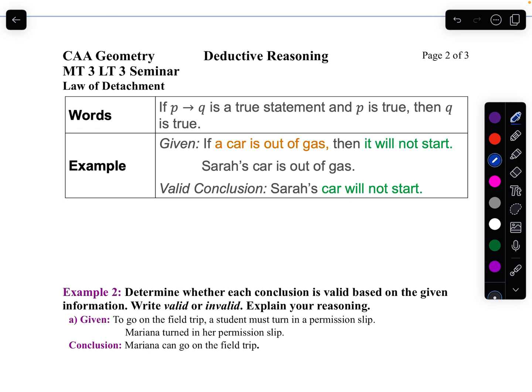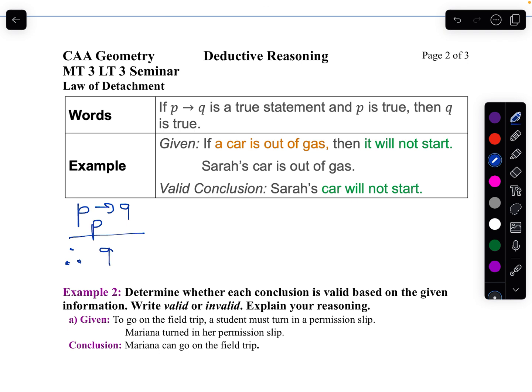Now, the law of detachment says this: if I have a true conditional statement, that is, P implies Q, and if P happens, therefore, that's what those three dots mean, that means, therefore, Q must happen.